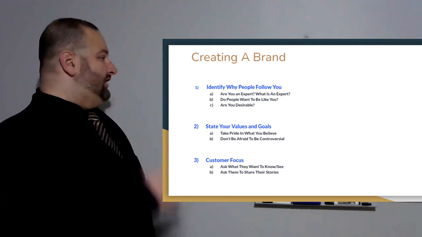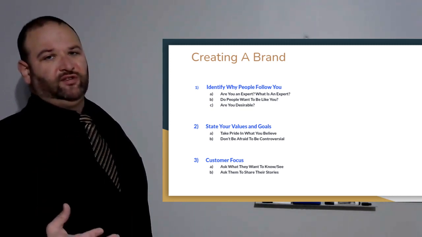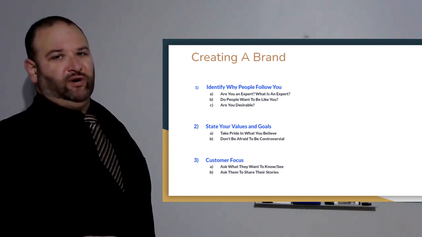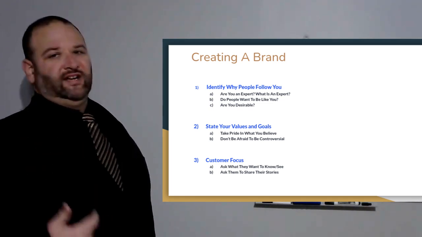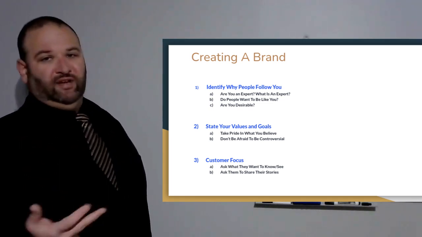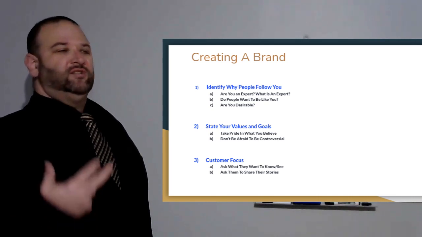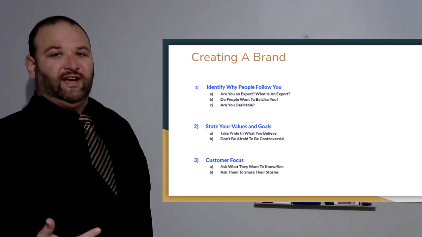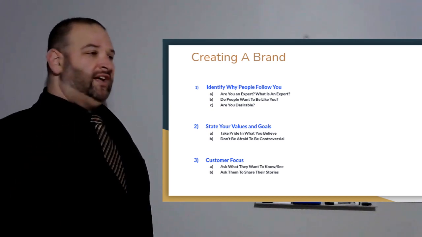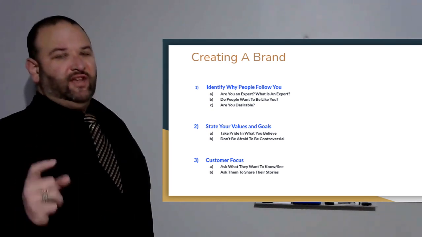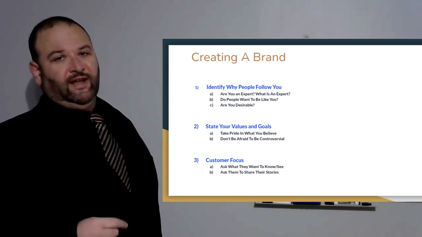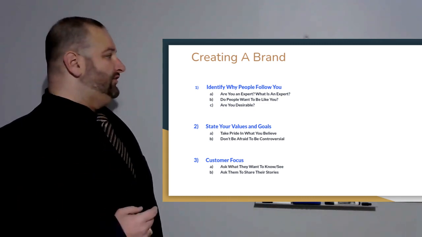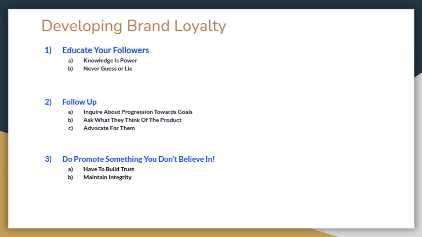Now, when you look at these three things and you really evaluate those, you can go ahead and start to create your brand, because now you have a stance, you know why you're an expert, you know basically the people you're catering to, you start to understand what they want for content. So now that you went ahead and created this brand, that's when we're going to move on to developing brand loyalty. Now, when developing brand loyalty, we need to look at three things.